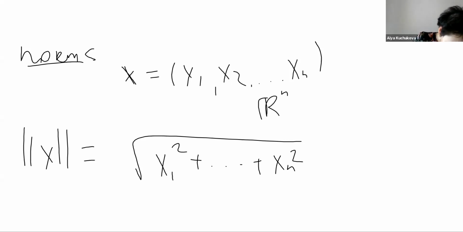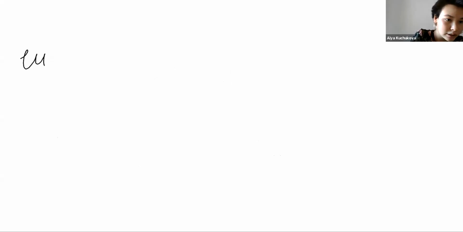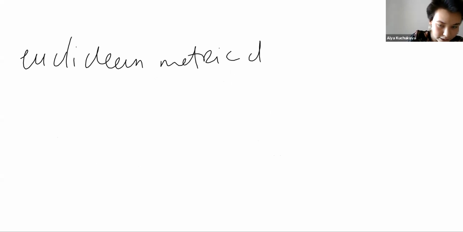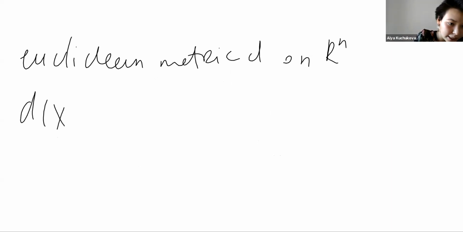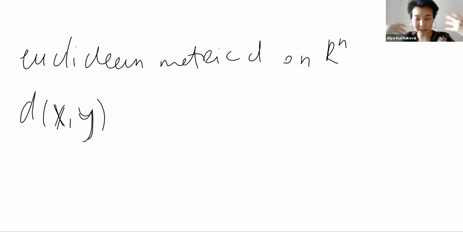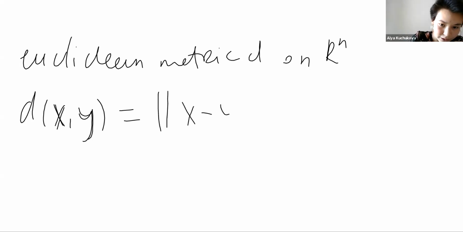And basically what happens is we define the Euclidean metric d on Rn to be the norm of the difference of 2 points. So say if you have d of x, y, we don't forget that x and y in here are not points on a 2D plane. They're vectors. They can be in any dimensional space. And then we just take the norm of x minus y.